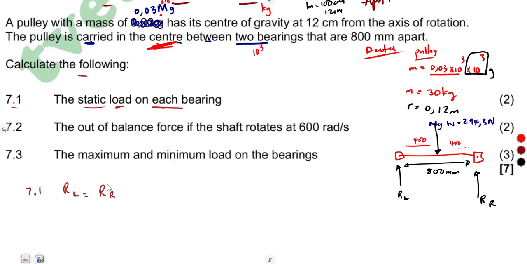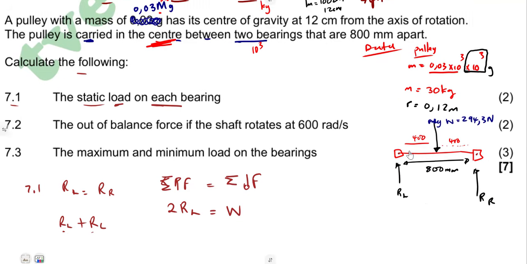So you can simply use sum of forces. Sum of forces going up must be equal to sum of forces going down. So what is going up? Those are the two reactions. If you add RR plus RR, RL plus RR, they are the same. So it's the same as RL plus RL, which is 2 RL, which is equal to the forces facing down, that is the weight. So it's supposed to be equal to W, the weight.